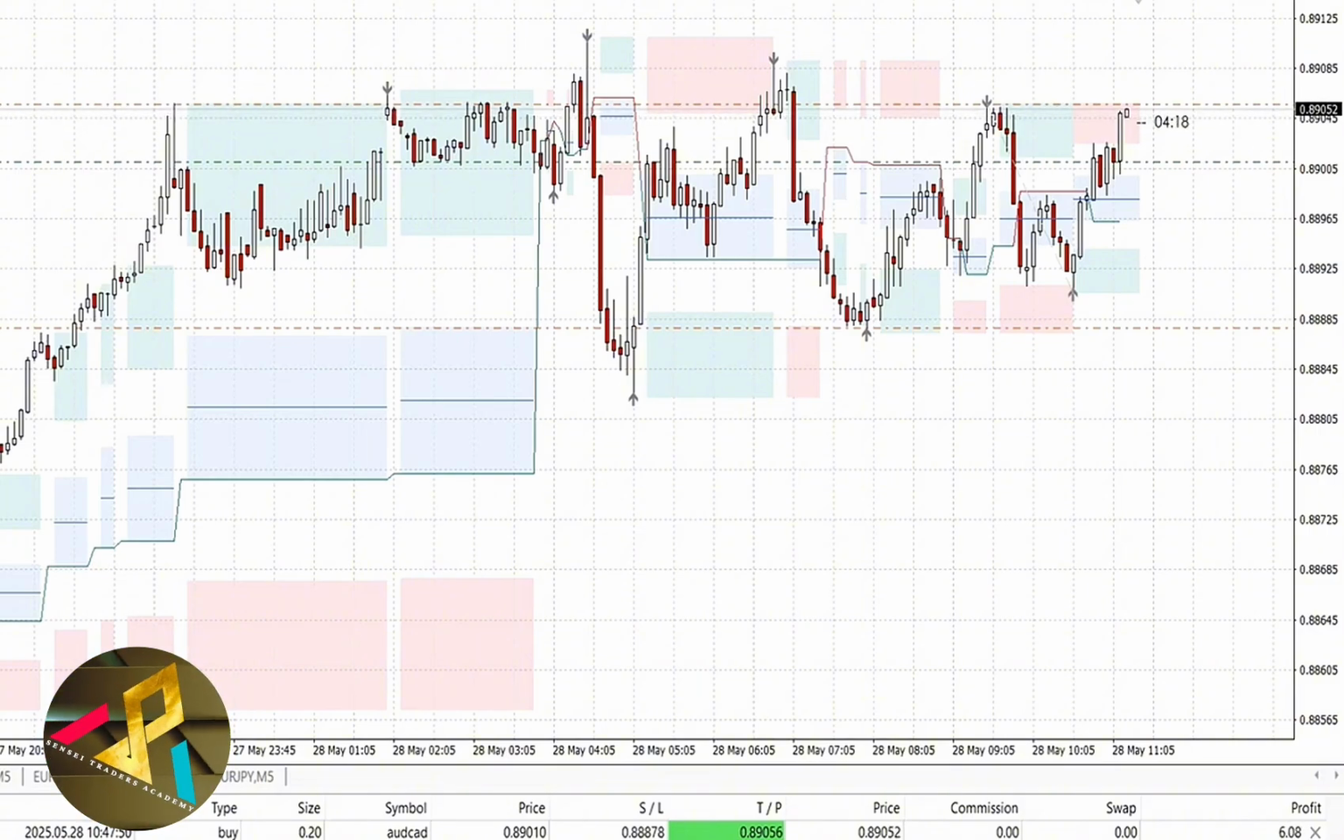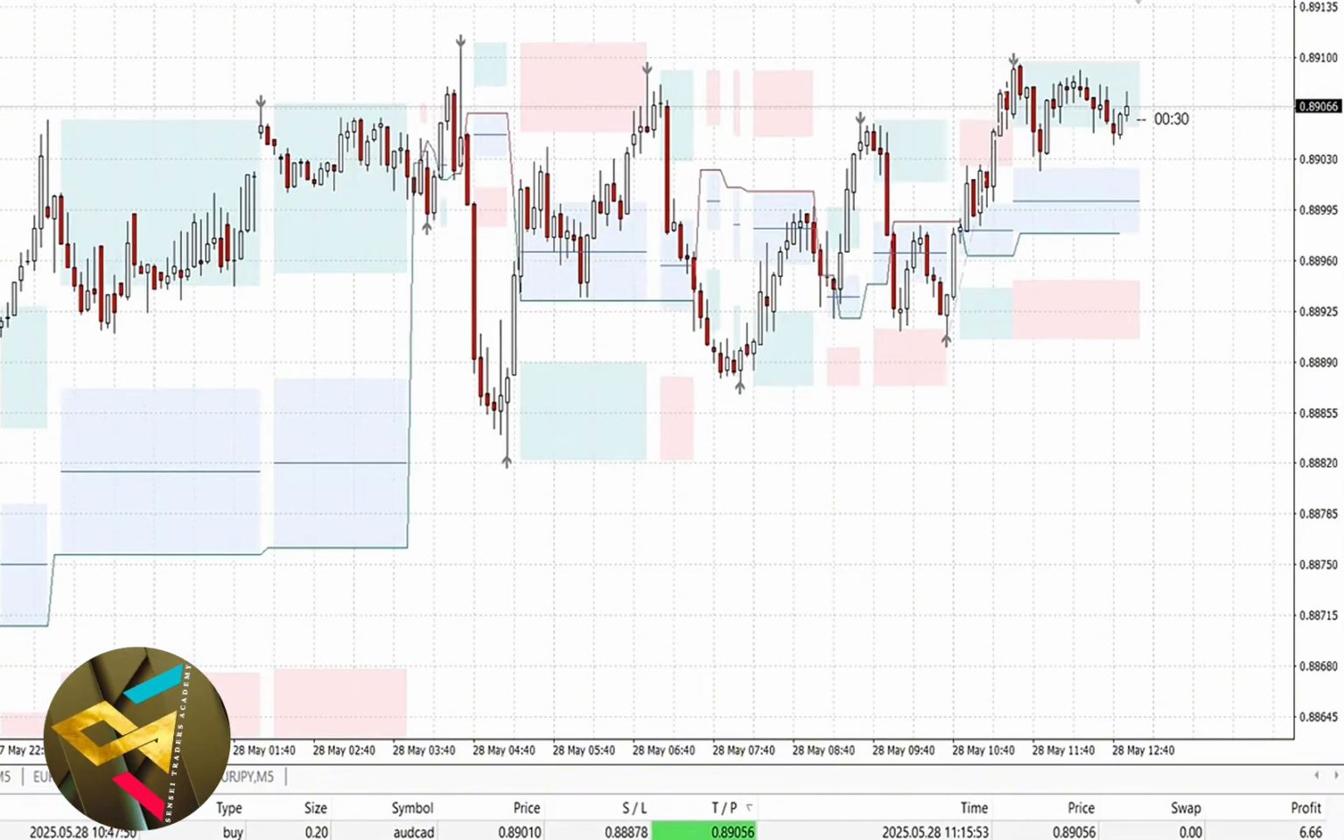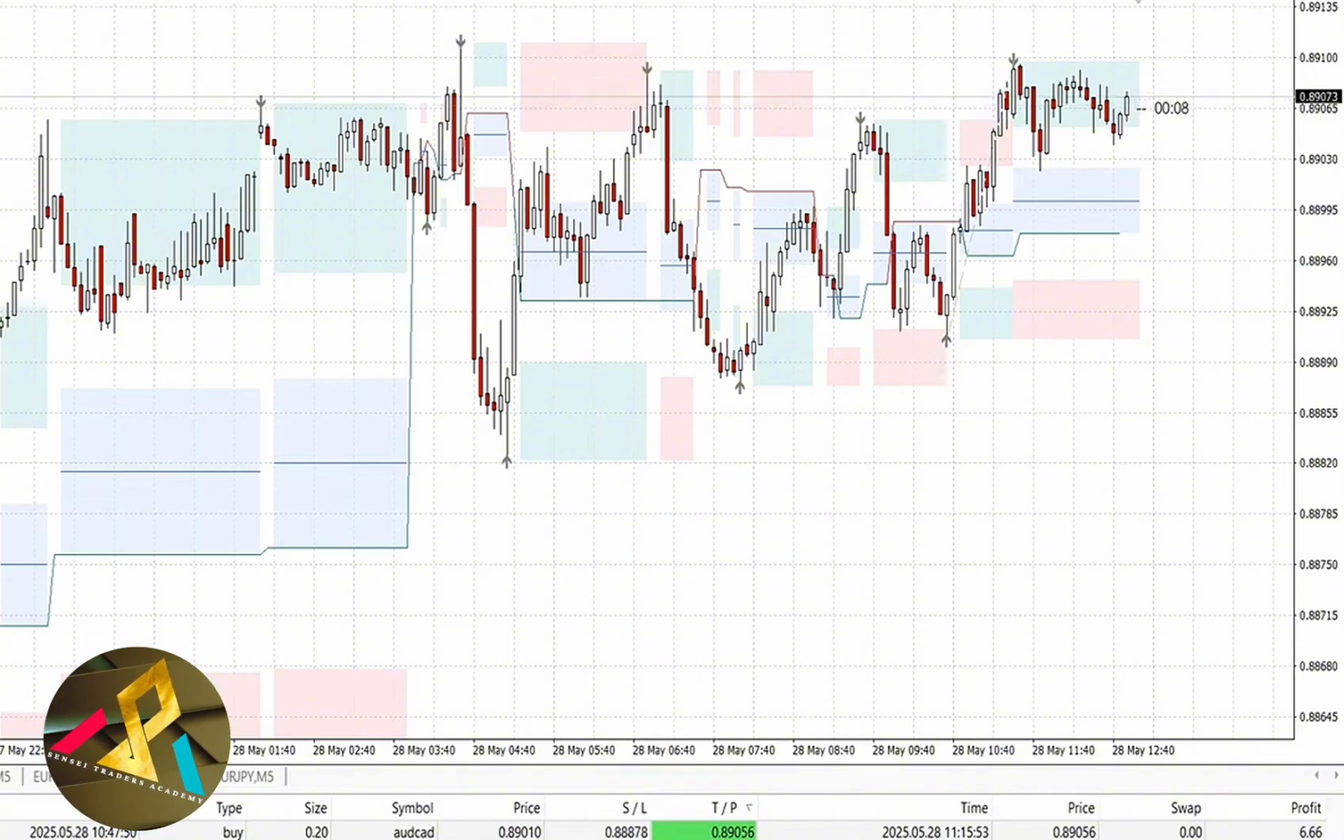And there it is, traders. We've won our final trade of the day. As you can see on the screen, the market moved exactly as expected after our buy entry on AUDCAD, and our take profit level was hit perfectly. That wraps up a productive trading session using the Fibonacci trailing stop strategy. We had wins, a loss, and some great learning moments, and that's what makes a solid trader. Not just wins, but discipline, strategy, and consistent execution.